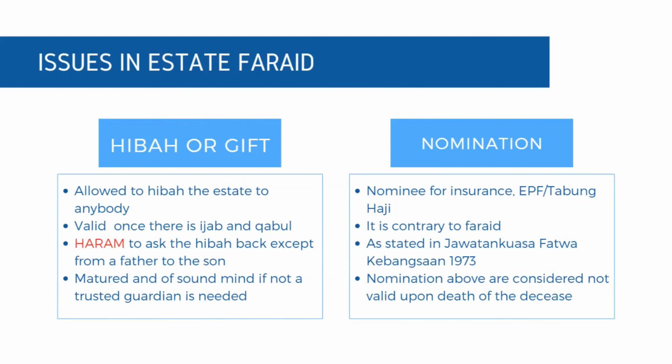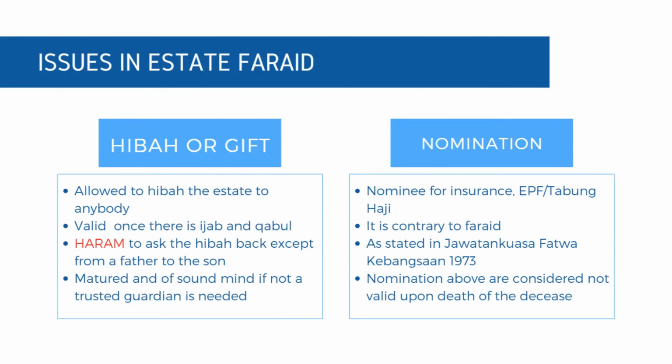So a nominee for this type of insurance is actually contrary to Faraid, and as stated in Jawatan Kuasa Fatwa Kebangsaan 1973, penama-penama KWSP, Wang Simpanan Pejabat Pos, insurans adalah sebagai orang-orang yang melaksanakan amanat atau wasi. Mereka boleh menerima wang simati dari sumber-sumber tersebut untuk dibahagikan kepada orang-orang yang berhak menurut Faraid. So as stated, the nominations above are considered not valid upon the death of the deceased through Faraid.